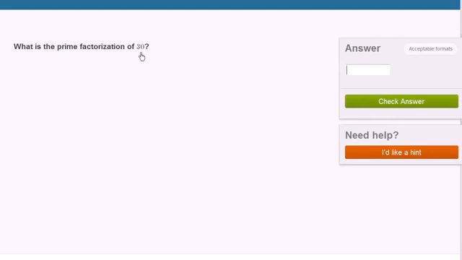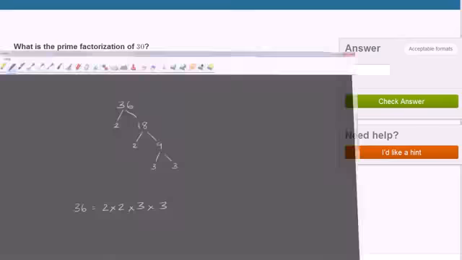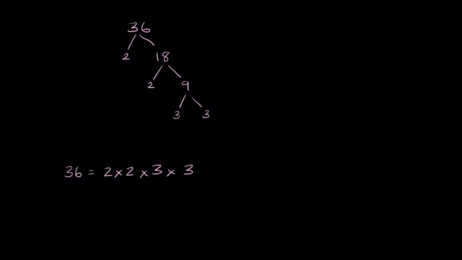What is the prime factorization of 30? So I'll get my scratch paper out again. We'll do the same process. So 30, well, it's divisible by 2, so we can write that as 2 times 15. 15 isn't divisible by 2, but it is divisible by 3. It's the same thing as 3 times 5.